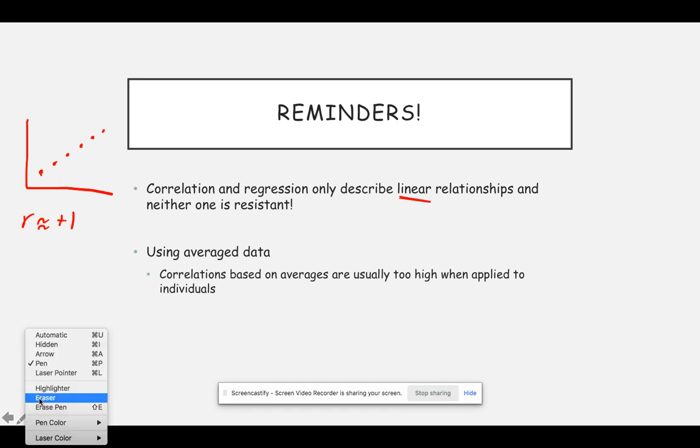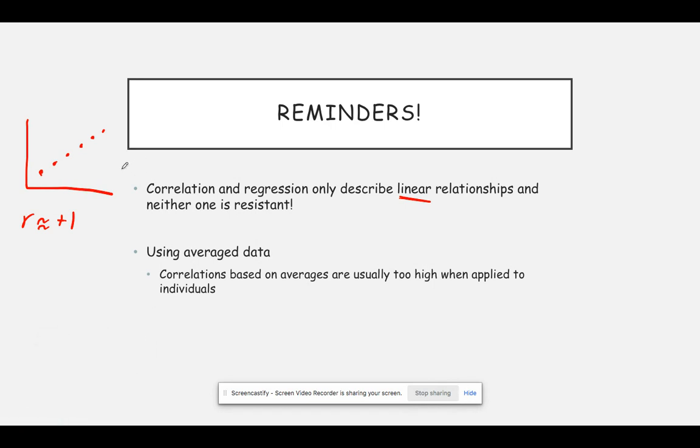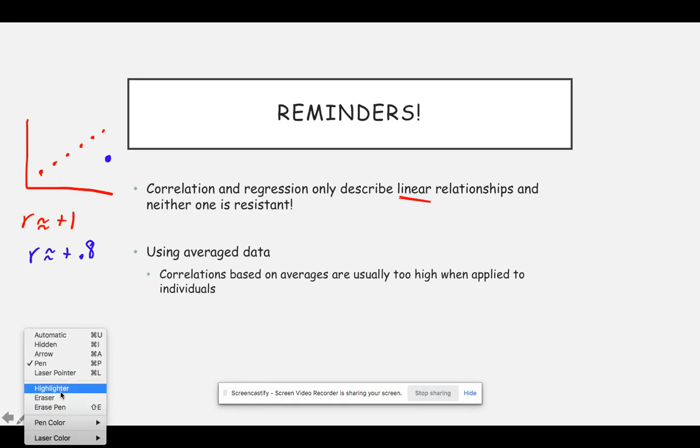But then if I add another point, I'm going to change my color here. If I add this point in blue, this point would weaken my correlation. Now all of a sudden, my correlation is still positive, but this additional point that's not in this linear trend might decrease my correlation to maybe something like 0.8. Correlation can also increase when you have outliers.